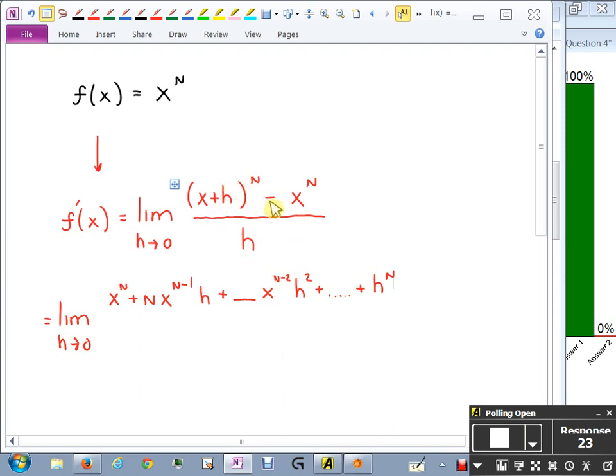Then, minus x to the n. All of this over what? H. And what cancels? X to the n in front and x to the n in the back. Doesn't it? Do you agree that every term that's left has at least one h in it? Yes? So if this has an h in it, and this has two of them, and this one had three, and I had n of them, then can't I factor an h out of everything? One h out of the entire top. Okay, let me do that.